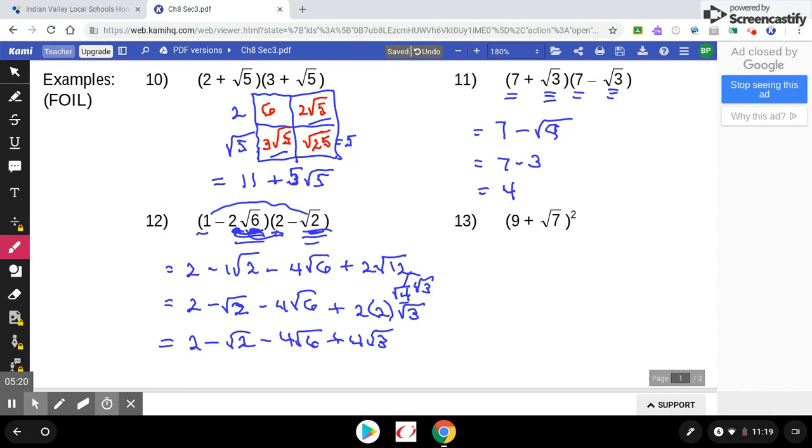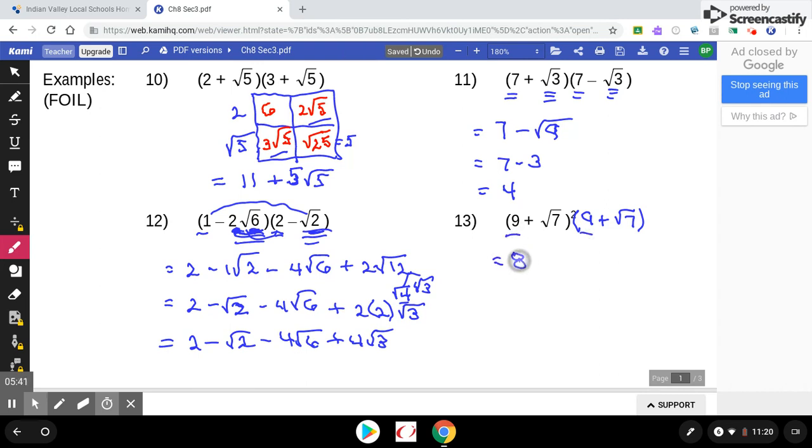All right, 13. You guys are killing me with this. What's it mean to square something? It means to take that thing, which in this case is 9 plus the square root of 7, and multiply it by itself. So if I write it out twice, does it now look like a FOIL problem? Yes. Please, I'm begging you.